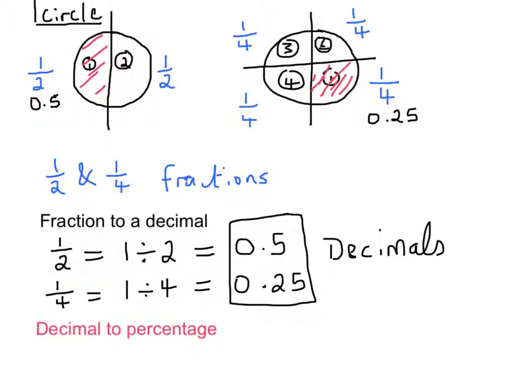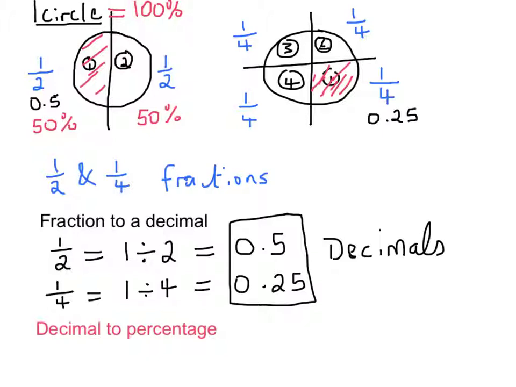Now let's look at going from decimal to percentage. If I go back up to the top, one whole circle represents 100%. Here in this first case, I have split my circle into 2 equal parts. One whole is 100%, so how would I get what both of these are? Well, all I do is take 100, divide by 2, and I discover that it is 50%. So both of these halves are 50%.